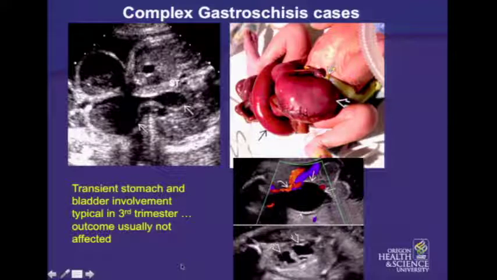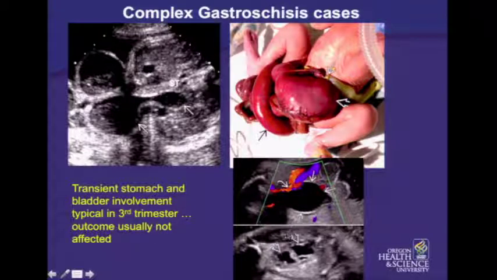So here are some cases of complex gastroschisis. Now, whereas transient stomach and bladder involvement in gastroschisis is typical in the 3rd trimester, these exemplify 2 cases in which it's not normal to have the stomach out and distended consistently, as we see in this ultrasound where the stomach is out and there's more dilated bowel, and in this newborn where the stomach is out and distended.